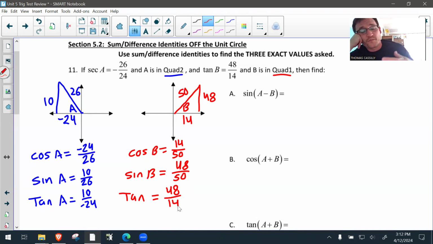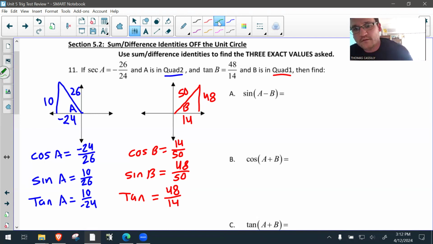Now we're using the identities here, the sine of A minus B. This is where you really need to use these identities. If you don't have them memorized, just write them down so you have a reference. I don't want to keep flipping back and forth. So the sine of A minus B, I'm just going to write this all out real quick.